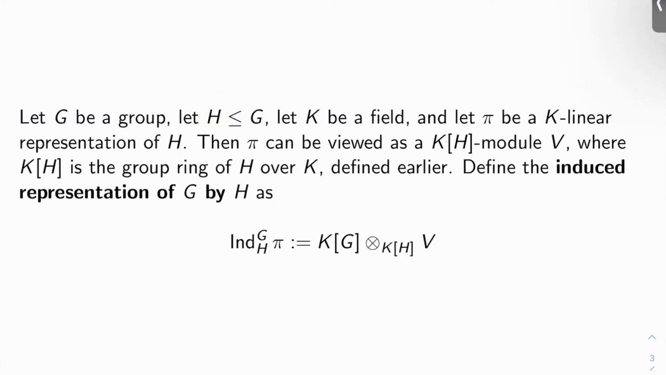Yes, we can define the induced representation of G by H as Ind_H^G pi. And what you do is you just take V and you tensor it up to the group ring KG. You just take V and you start thinking of it as a KG module, essentially. You think of it as a K module with a G action on it. And the natural way is via the tensor product. That's what tensor products do, right? They let us think of modules as other modules in some sense.